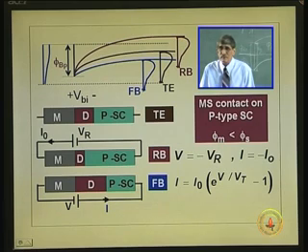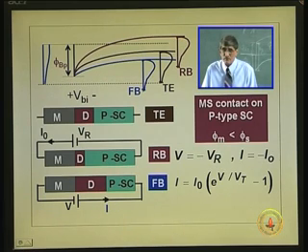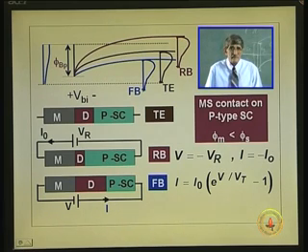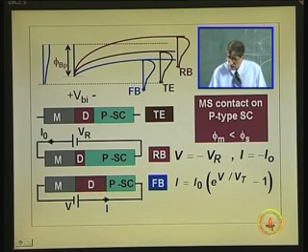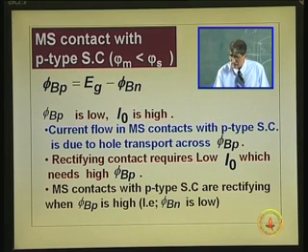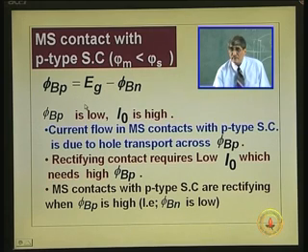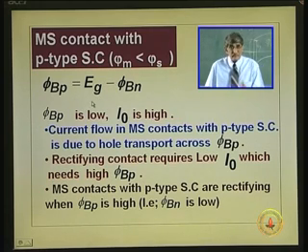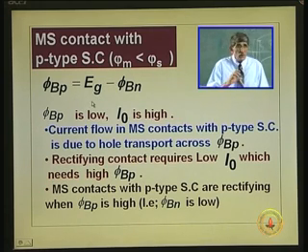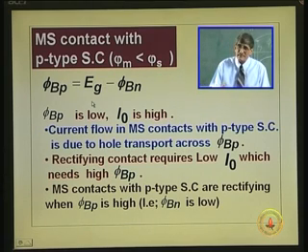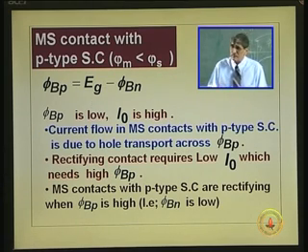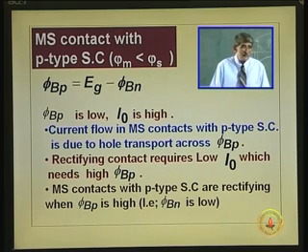Equation is the same, I naught into e to power V by V t minus 1, forward bias case. Reverse bias is I naught. Okay. So, with those things, what we now see is, as I have said already, that phi Bp plus phi Bn is Eg, and in this case also whether it is rectifying or ohmic depends upon the barrier height. If phi Bp is small, I naught is large, it is closer to ohmic contact. If phi Bp is large, it is closer to rectifying contact.